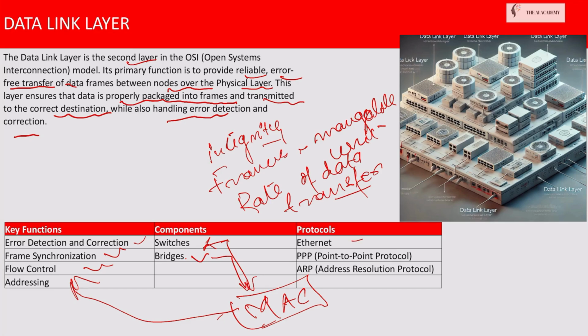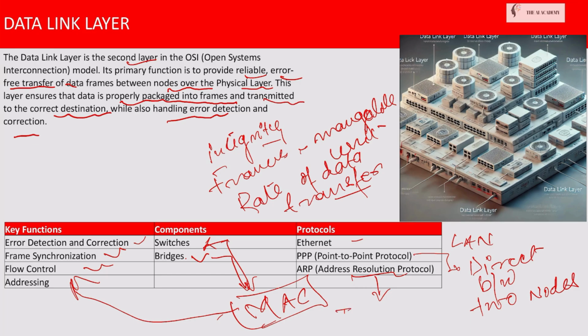The Layer 2 protocols are Ethernet. It is a widely used LAN technology that defines the format and transmission rules for data frames at the data link layer. The PPP, Point-to-Point Protocol, is used for direct communication between two network nodes, providing encapsulation, authentication, and error detection. And the ARP, Address Resolution Protocol, is used to map IP addresses to MAC addresses, allowing devices to locate each other on a local network.